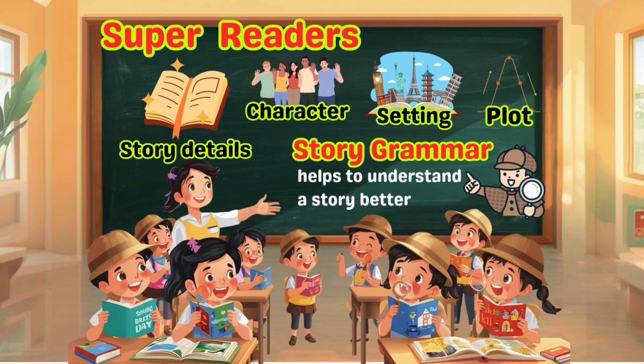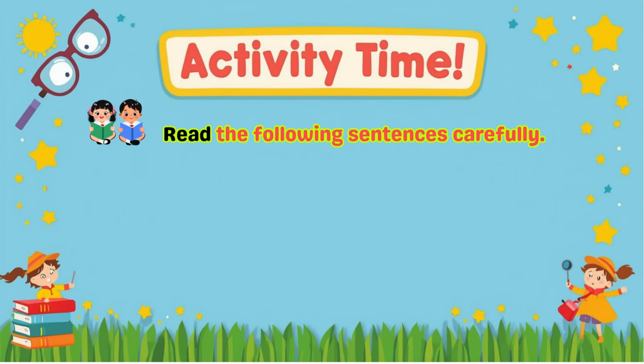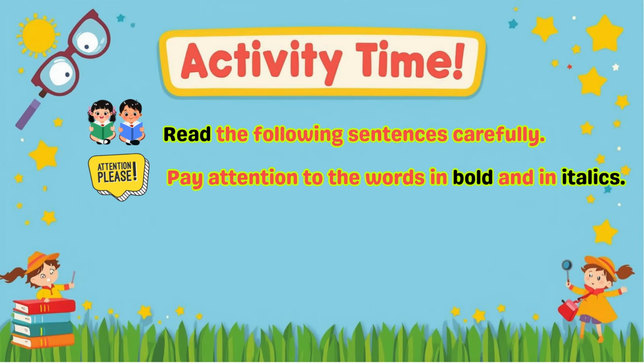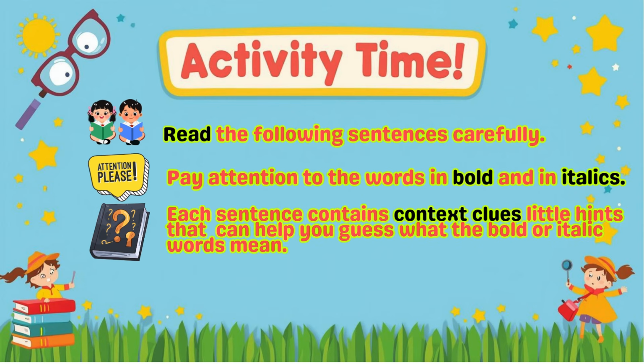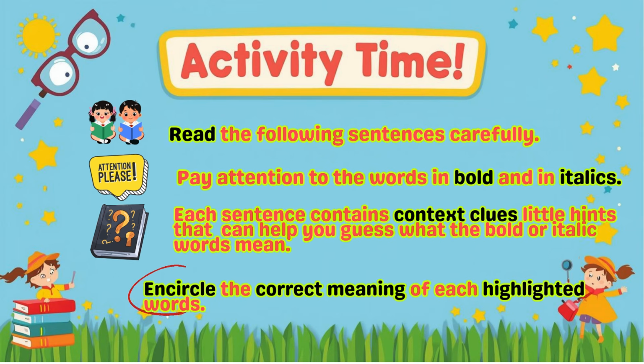All right, class. For this activity, I want you to read the following sentences carefully. Pay close attention to the words in bold and in italics. Each sentence gives you context clues, little hints that can help you guess what the bold or italic words mean. Your job is to encircle the correct meaning of each highlighted word. Remember, use the clues in the sentence to help you choose the best answer. Ready? Let's sharpen those reading detective skills and begin.